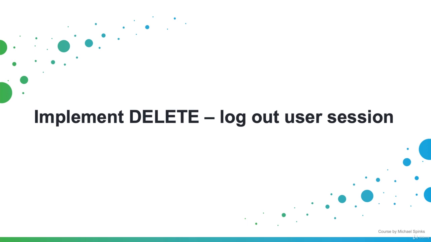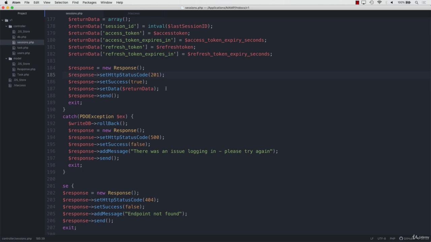In this video, we're going to implement the logout session functionality using the delete HTTP method against the /sessions/session ID route. This is the route that will be used when a user clicks or taps the logout button on their client application. So let's open Atom, and this is where we left off in the previous lesson.